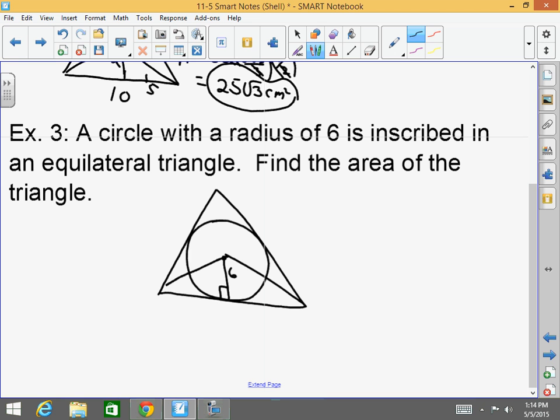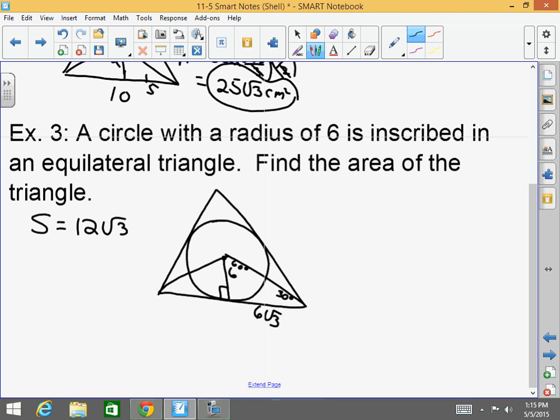120. Doesn't the apothem cut it into half? So wouldn't this be 60? And this is 30, correct? So what's the side across the 60 here? No, it'd be 6 square root of 3. So what's the whole side length? 12 square root of 3.